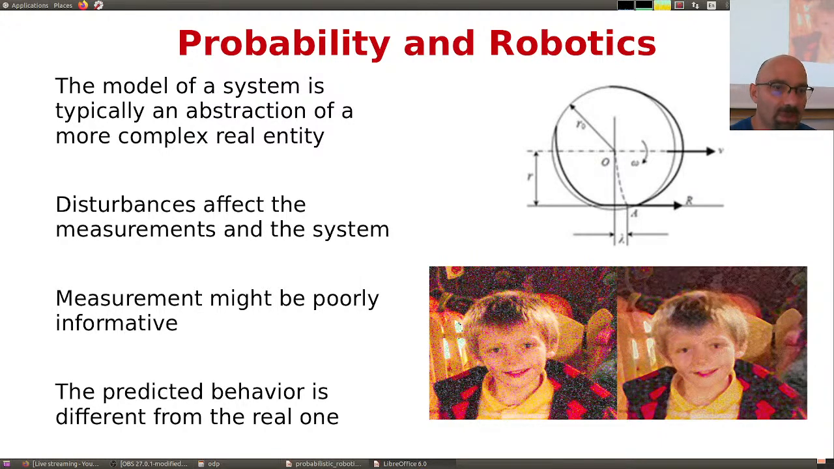Why do you talk about probabilities then? Well, in this course, we focus a lot on the probabilistic aspects because we're lazy. So normally, when we model a dynamic system, we don't model it perfectly. We have some nominal values.